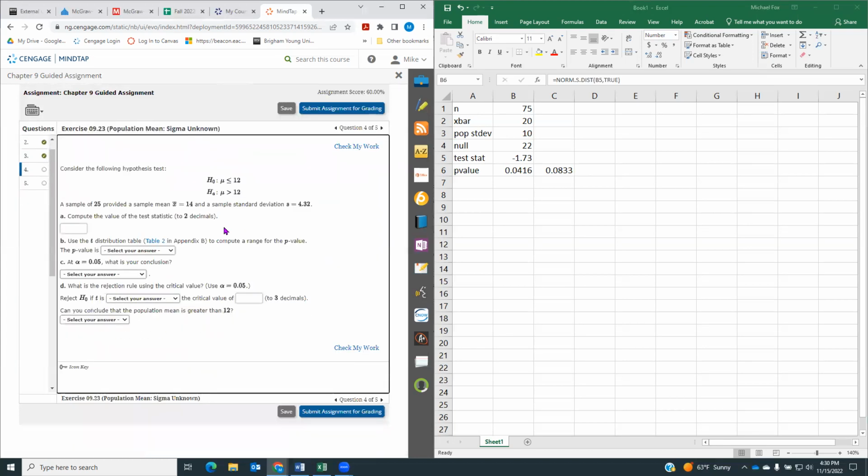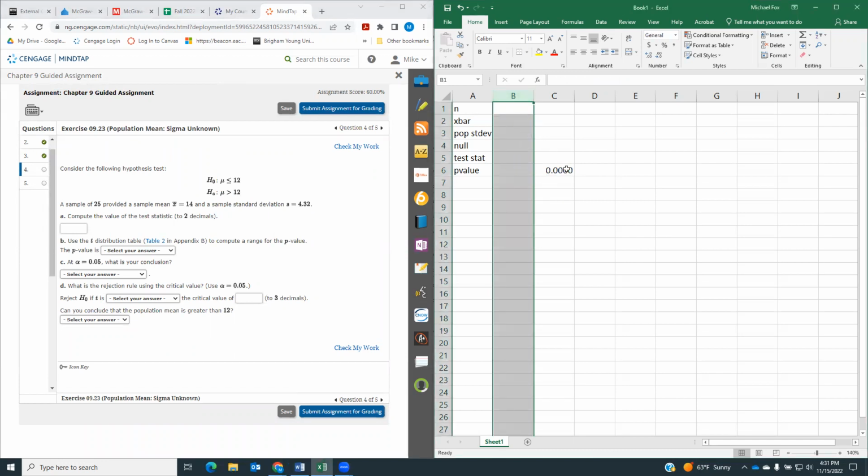All right. So we get on to number 4. And here you can see that it's the same type of thing, except now we have a right-tailed test because our alternate hypothesis is that the population mean is greater than 12. But we don't have a population standard deviation. Instead, we have a sample standard deviation. So this is where sigma is unknown. The good news is it's almost the exact same setup, except instead of population standard deviation, we'll use sample standard deviation in its place.